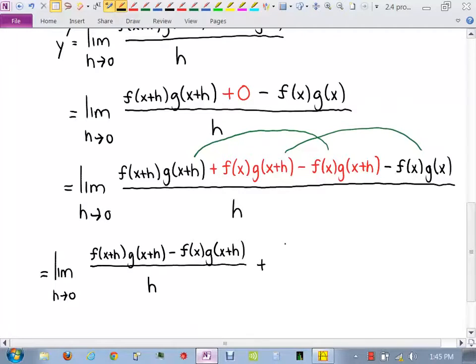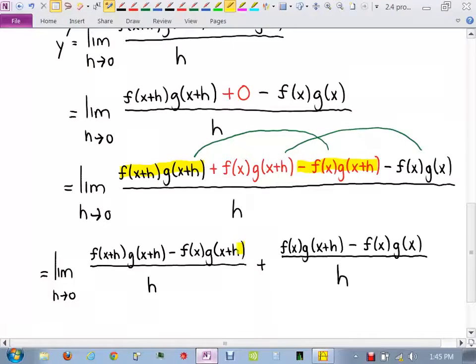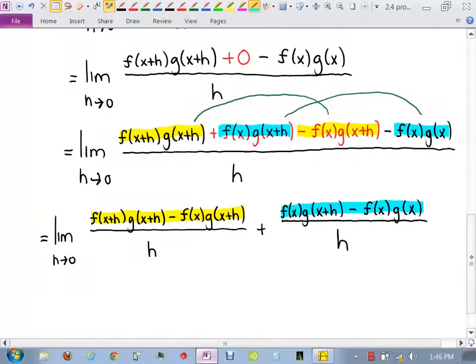plus the other two together, f of x g of x plus h minus f of x g of x, all over h. So do you buy that? I put this and this together. That's this. I put this and this together, and that's this. And I separated them out with a plus sign between them because you could put them back together, right, and get back up to the line before. So is that all right?